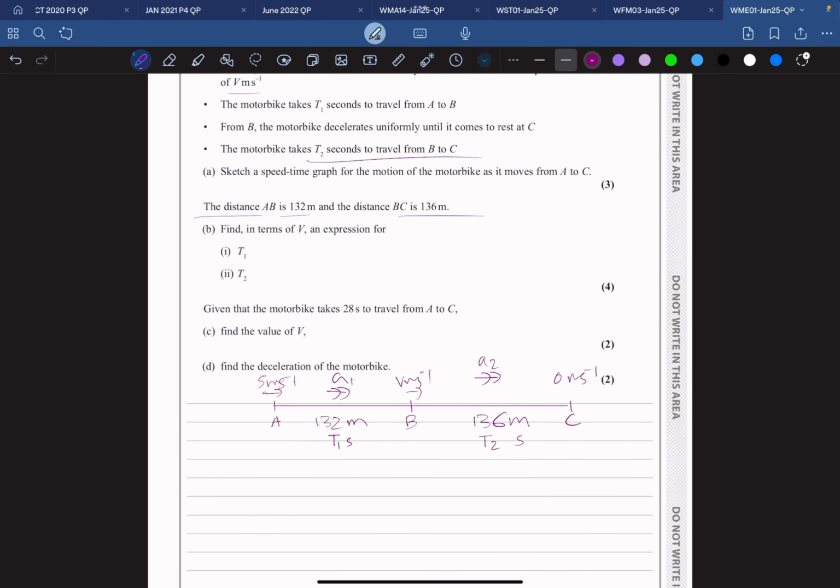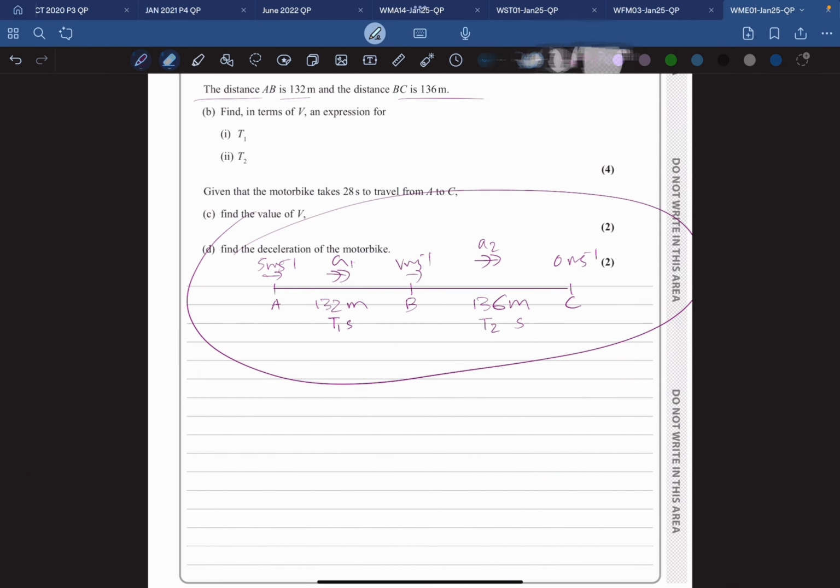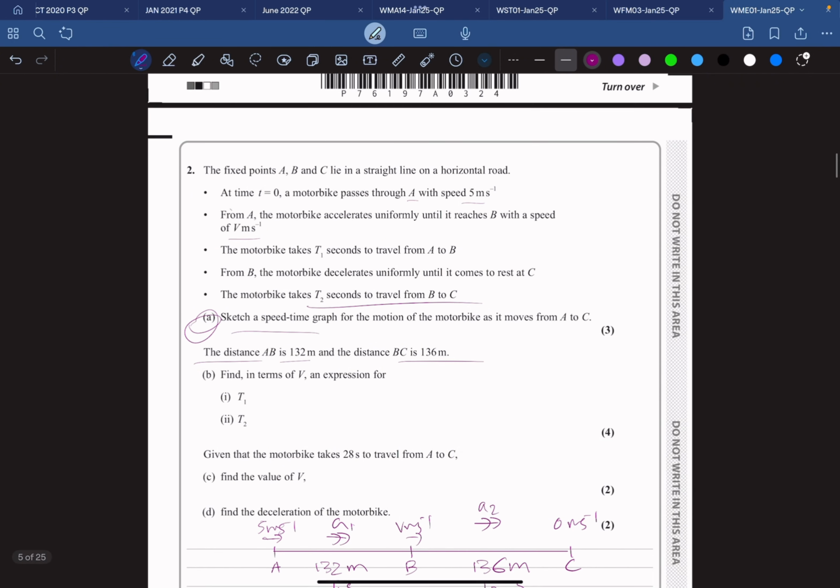Now we have to sketch a speed time graph of the motion of the motorbike as it moves from A to C. So now that we drew this little thing here, of course, you can straight out read the question first. It says you have to sketch a speed time graph. So you're just going to read these lines one by one, and then draw the graph as you read through.